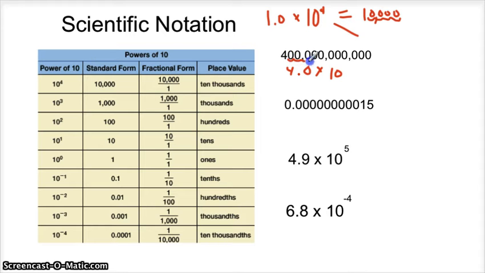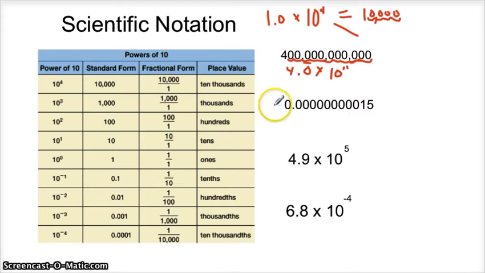1, 2, 3, 4, 5, 6, 7, 8, 9, 10, 11. Looks like you've moved the decimal point 11 spaces. 1 times 10 to the 11th. Let me make sure this is right. 1, 2, 3, 4. 1, 2, 3, 4, 5, 6, 7, 8, 9, 10, 11. Yes, so that would be in scientific notation 4.0 times 10 to the 11th.